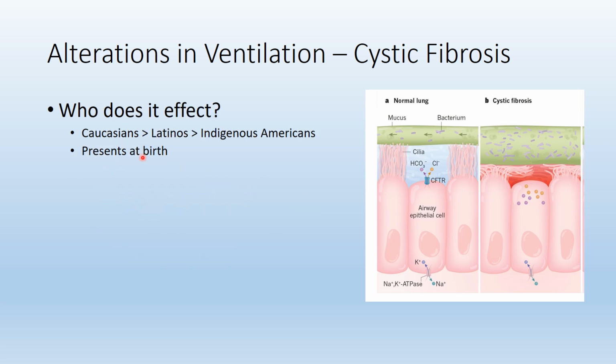So who does this affect? Primarily Caucasians, but it can affect Latinos and indigenous Americans. This is always present at birth. We know it right away. There are 1,000 new cases diagnosed yearly, but there are 10 million carriers. Remember that it's more common to be a carrier for a recessive disorder than it is to be affected.